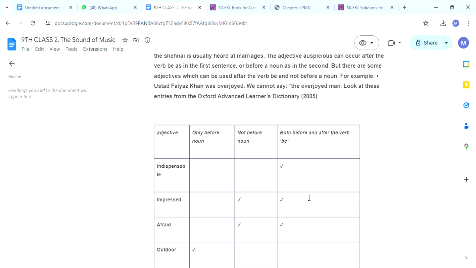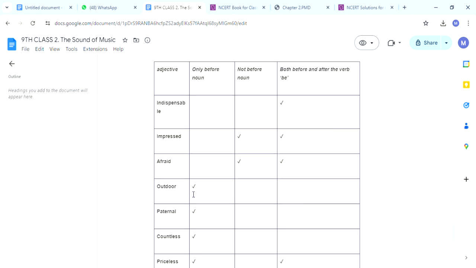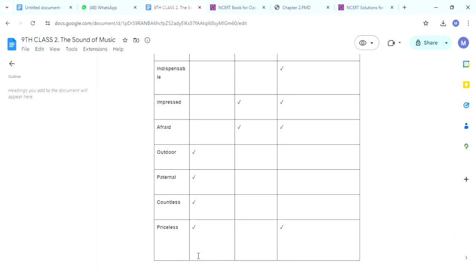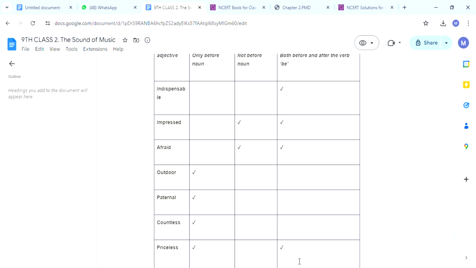Next, dictionary word. Adjective only before noun, not before noun, both before and after the verb be. First one, indispensable: both before and after the verb be. Impressed: not before noun, after the verb be. Afraid: not before noun, after the verb be. Outdoor, only before noun. Paternal, only before noun. Countless, only before noun. Priceless, both before and after the verb be.